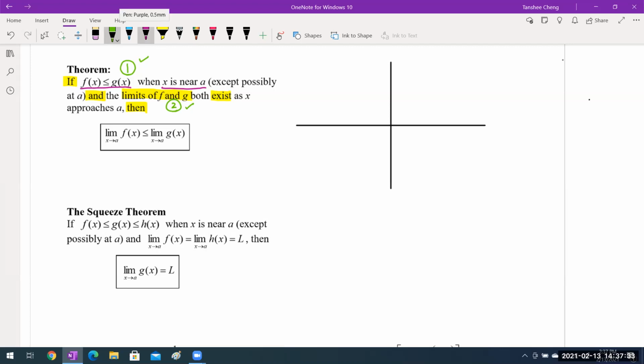So graphically, this is what's happening. We are looking at the limit that we want to approach, a, on the x-axis, and this is the y-axis. So let's say that my f function is something like this. The graph of f looks something like this. And the graph of g looks like this.